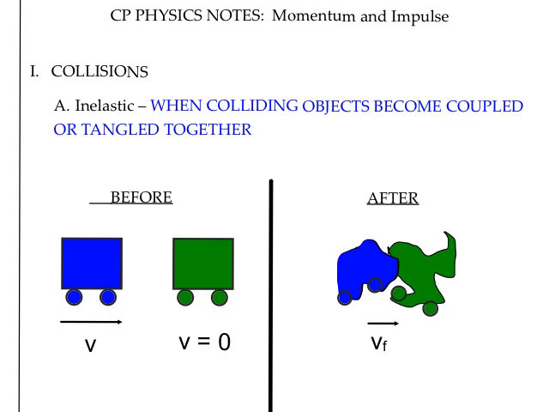Welcome to our next section of physics. This chapter we will be studying momentum and impulse. And in order to do that, first we need to look at two different types of collisions. The first type of collision is called inelastic.